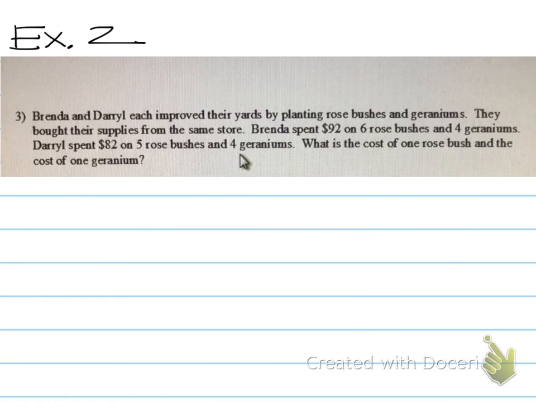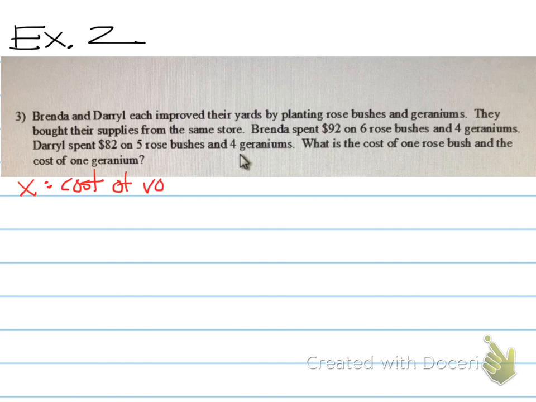Next, Brenda and Daryl each improved their yards by planting rose bushes and geraniums. They bought their supplies from the same store. Brenda spent $92 on 6 rose bushes and 4 geraniums. Daryl spent $82 on 5 rose bushes and 4 geraniums. What's the cost of 1 rose bush and the cost of 1 geranium?